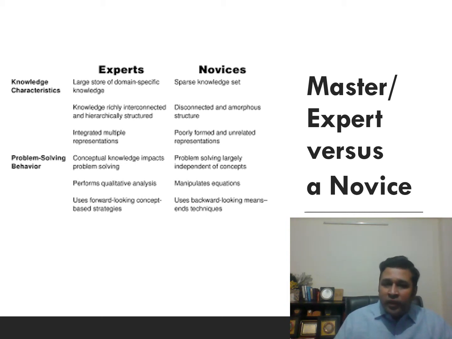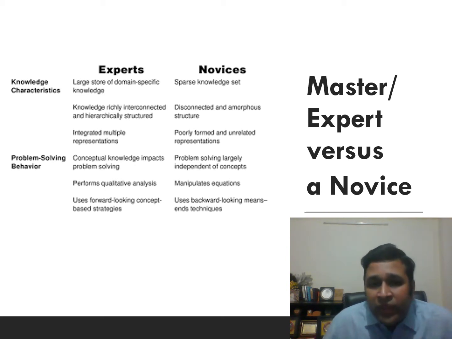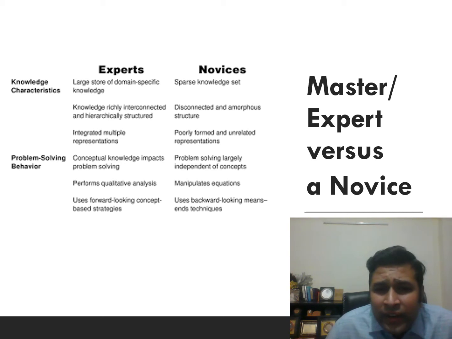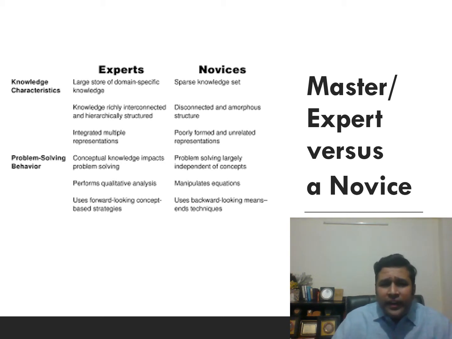The bigger picture is with the expert, while the novice has bits and pieces of information, disconnected pieces of information, and an amorphous structure regarding the whole information, but does not have the integrated whole. Novices have poorly formed and unrelated representations, so they are not able to relate the whole piece of information, and they represent things in an unrelated way, while experts are able to present the whole picture in a more integrated way, and they can do multiple representations. So that is the difference in terms of knowledge characteristics of a novice and an expert.